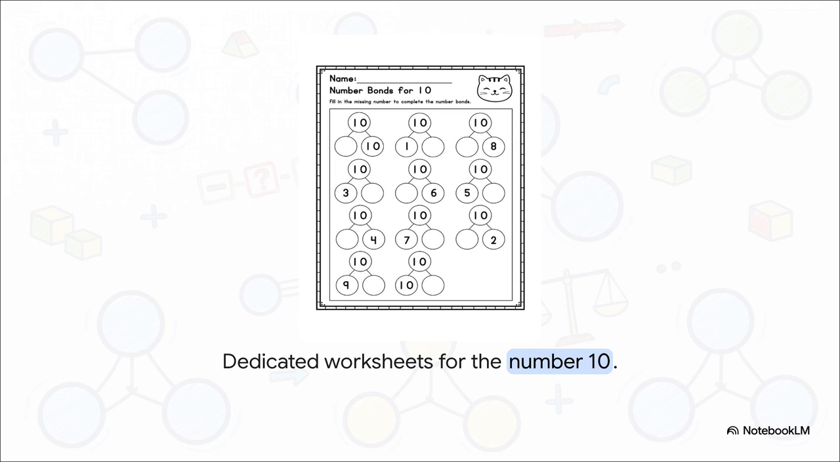Actually, I encourage you to look at one right now and mentally solve it with me. Look at the bond with the 10 at the top and a 3 in the left circle. What goes in the right? Yep, it's 7. By repeating the specific visual structure over and over, these combinations just become second nature.